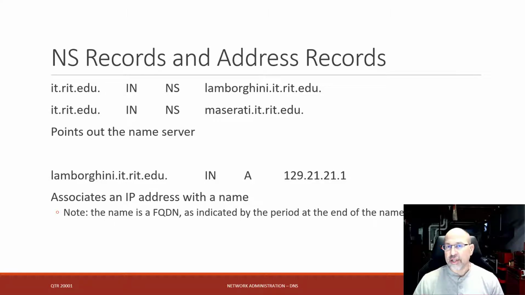So the next record is just an address record, pretty straightforward. Now this is a fully qualified domain name, but of course it could just be Lamborghini if we had an origin statement in there. So we might get rid of the it.rit.edu. And then, of course, we've got the IP address way over here. The whole point of an address record is to associate an IP address with a name.